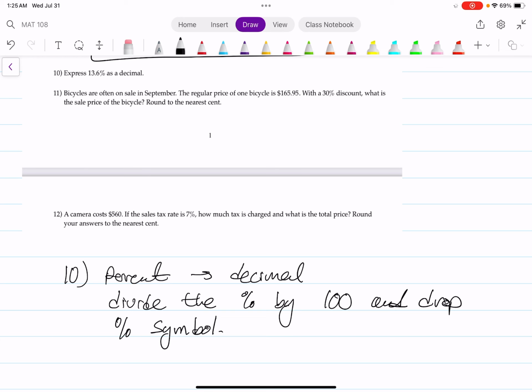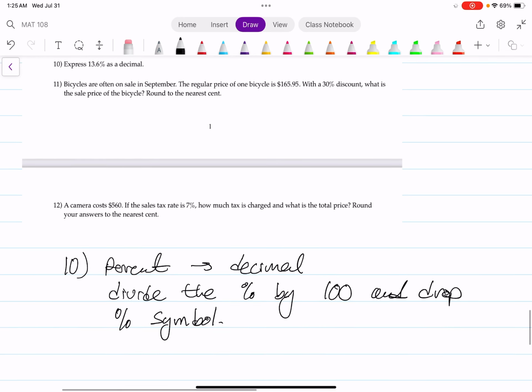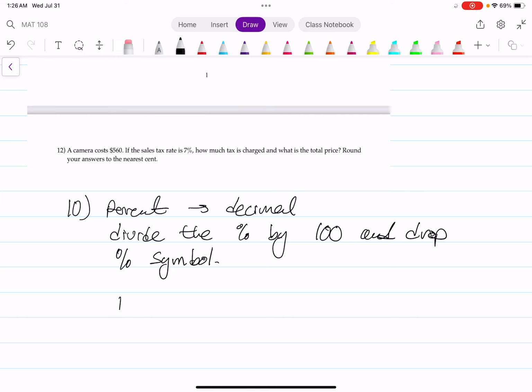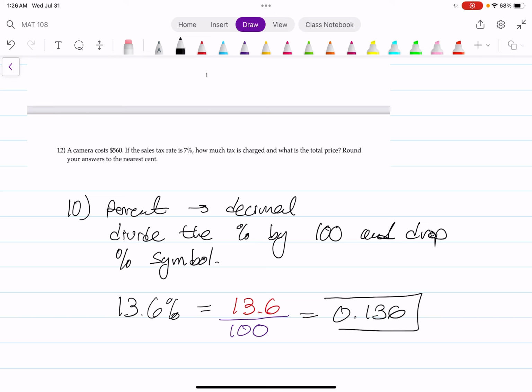So when I say you want to express 13.6% as a decimal, what does that mean? I'm going to take 13.6, drop the percent sign, and divide that by 100. And then you can calculate that, and that's going to give you 0.136. And that is the answer.